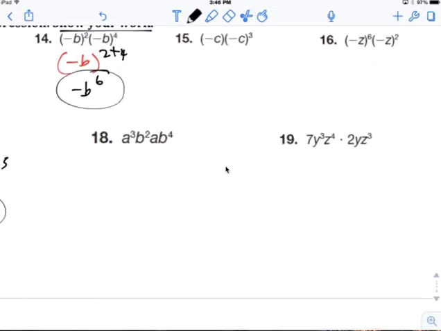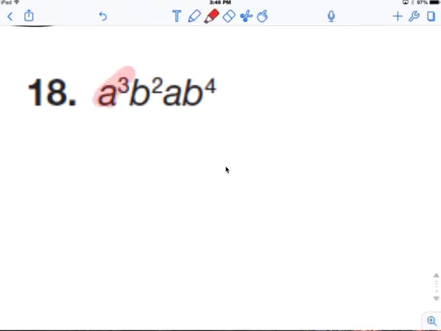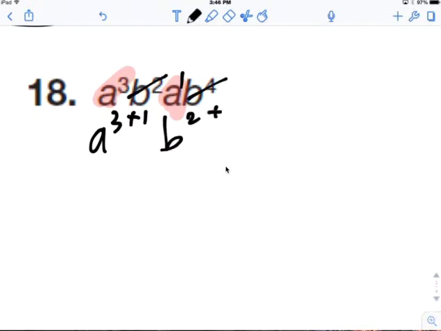Same here. The a's, 3 a's here, 1 a here, a to the 3rd and 1 a there, and b to the 2nd here, and b to the 4th there, a to the 4th, b to the 6th.